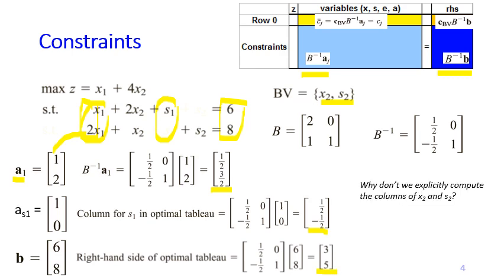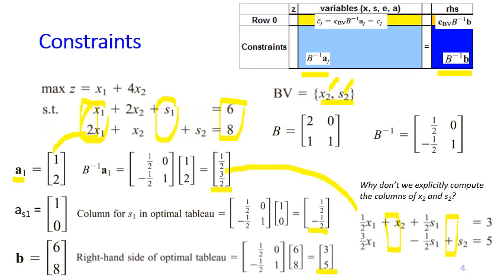If you ask why we don't explicitly compute the columns of x2 and s2, it's because they are basic variables in the optimal table, so the value must be canonical. x2 will have the value of 1, 0, and s2 will have the value of 0, 1. For the other ones, we get the result from here. So this is the column for x1, this is the column for s1, and this is the right-hand side. So that's the rows for the constraint part.